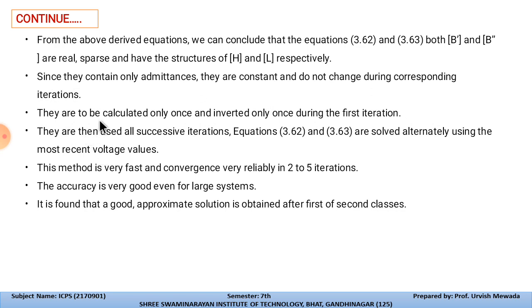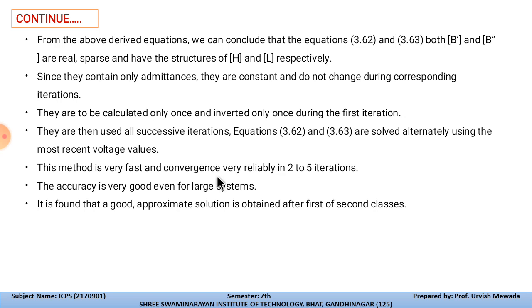They are then used in all successive iterations. Equations 3.62 and 3.63 are solved alternatively by using the most recent voltage values. This is the way we can get the solution of load flow studies, by solving through a number of iterations until we get a sufficient result from the computation. And this method is very fast, and convergence is very reliable in 2 to 5 iterations.